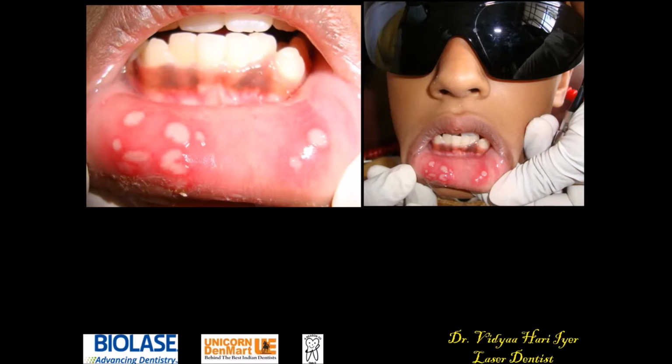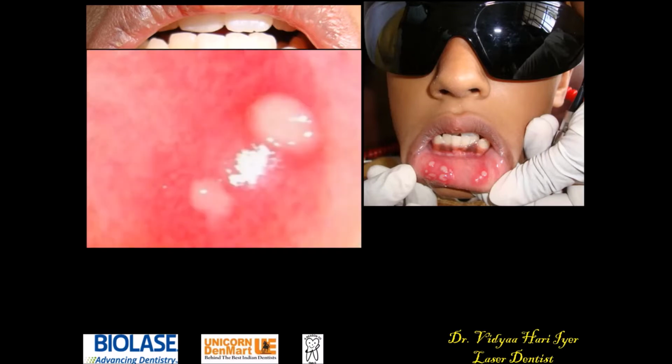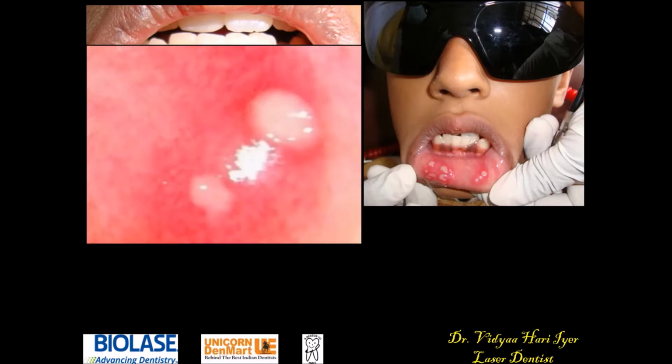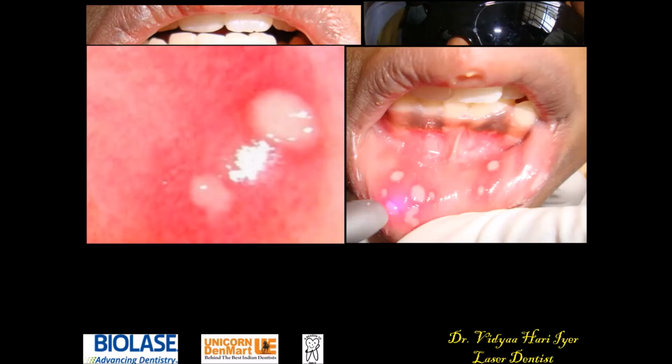Now, I told you about the eyewear. So you can see that this patient is wearing eyewear. It looks very cool, and the patient will really like wearing such things. And when I look at the ulcer in a very close quadrant, you can see that the entire area is reddened. And what we do is a technique called LLLT, or low level laser therapy.